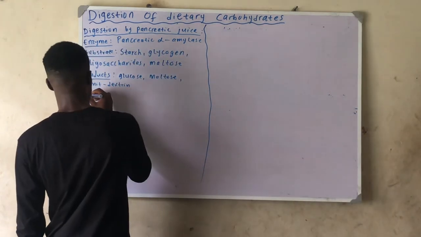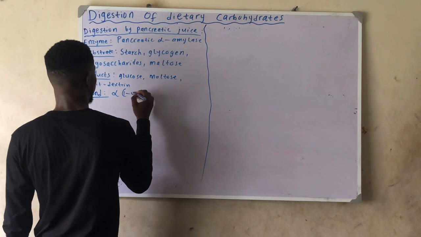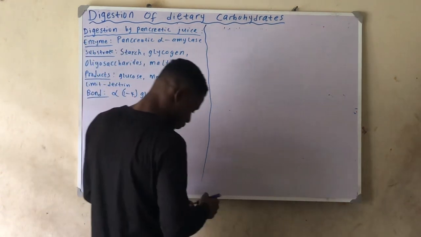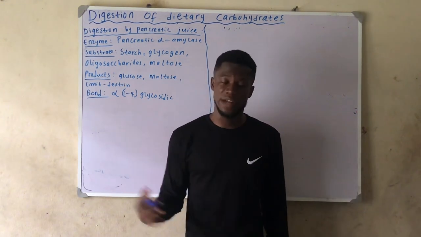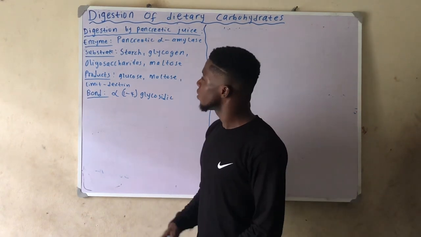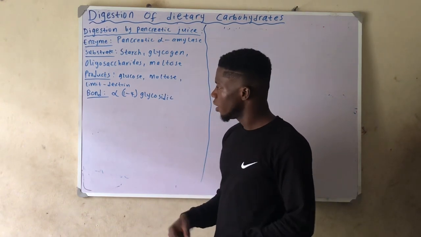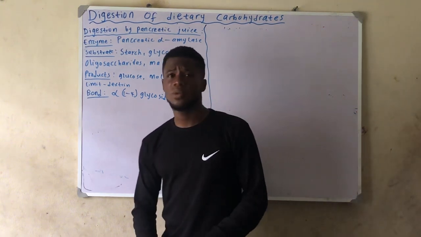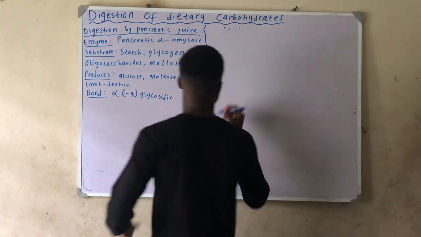Pancreatic alpha amylase acts on this bond, the same bond, right? Alpha 1,4 glycosidic bond. So you could be asked, which bond does pancreatic alpha amylase act on? Alpha 1,4, just like salivary alpha amylase. It acts on starch and glycogen, also oligosaccharides and maltose. So it produces glucose, maltose, and limit dextrin. What's limit dextrin? Let me show you that. Remember, this is our sketch.